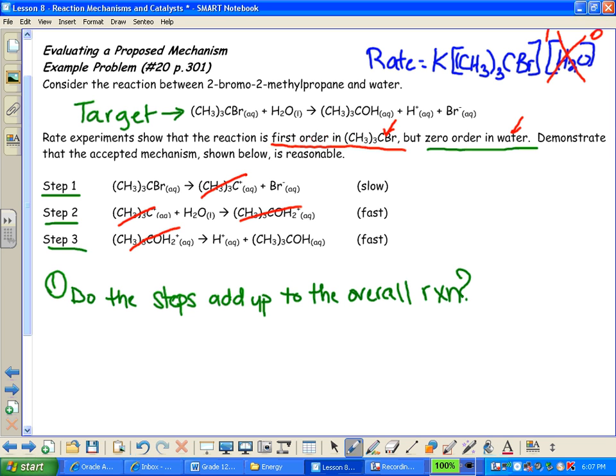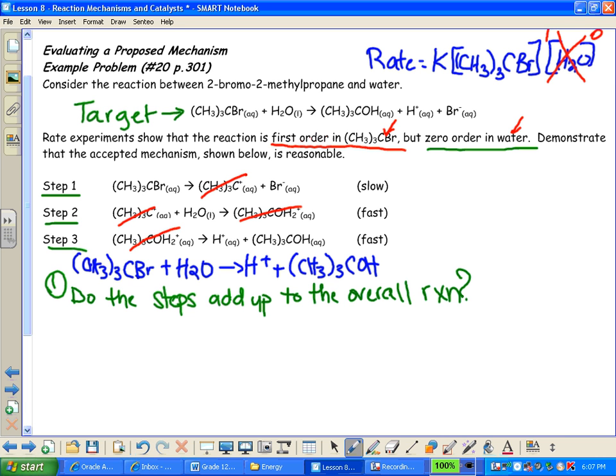So let's write what's left over to get a final reaction. We have (CH3)3CBr, plus we also have water on this side, plus hydrogen ion, and then (CH3)3COH.